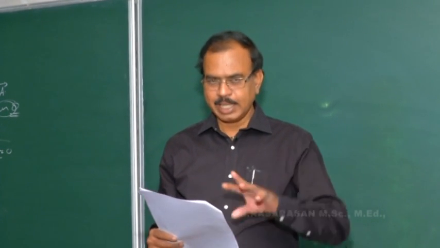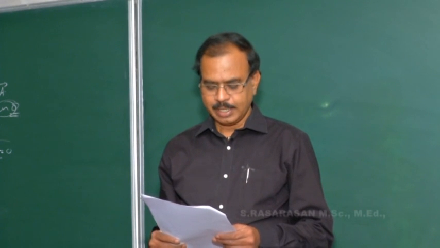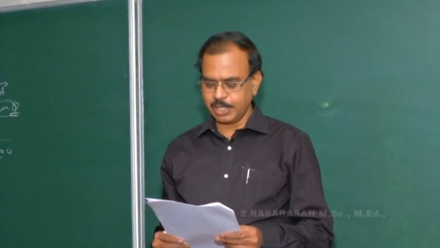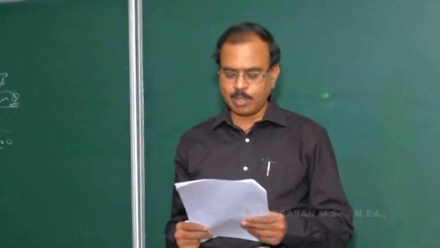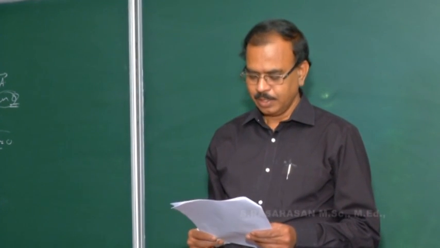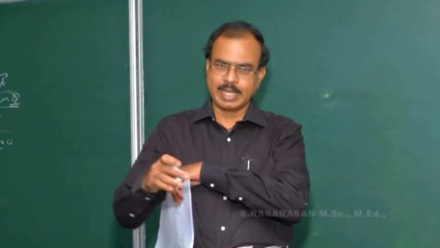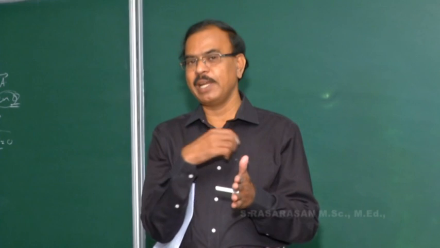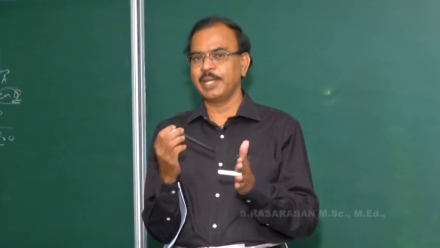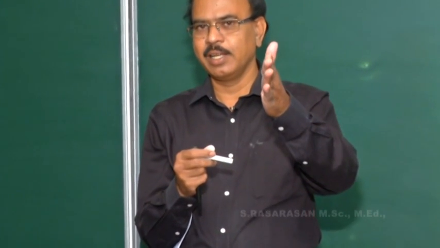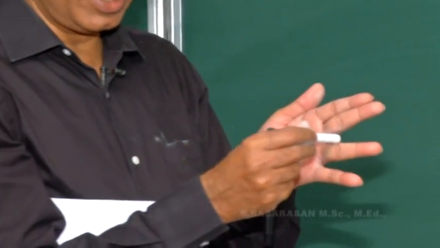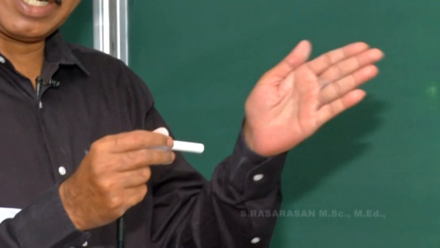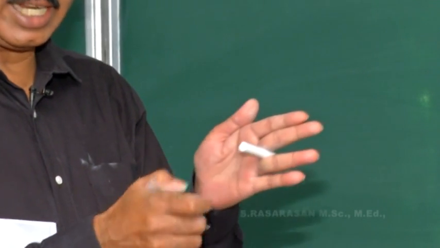A rectangular coil of wire, another way of asking the question, is placed in a uniform magnetic field such that the plane of the coil is perpendicular to the magnetic field. The magnetic flux linked with the coil and the EMF induced are respectively asked. So again, now the plane of the coil is perpendicular to the magnetic field. This is the plane of the coil, that is the area, and this is the area vector.